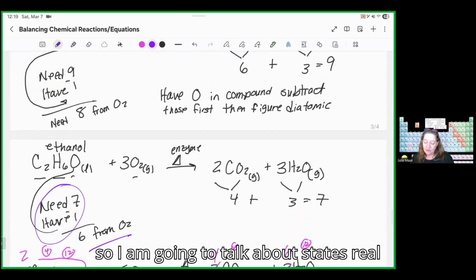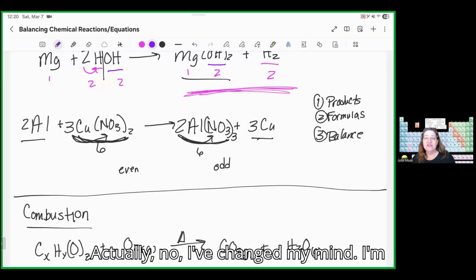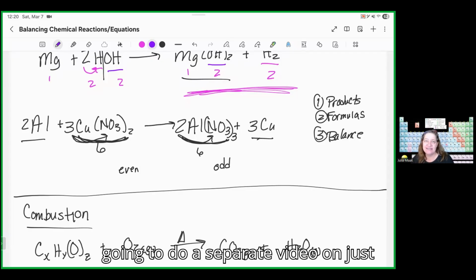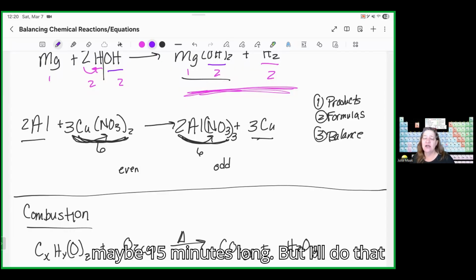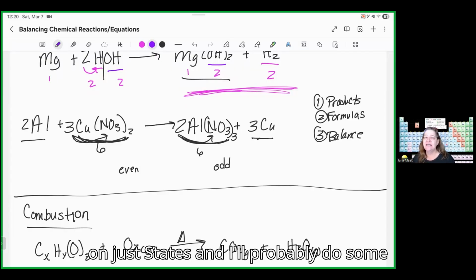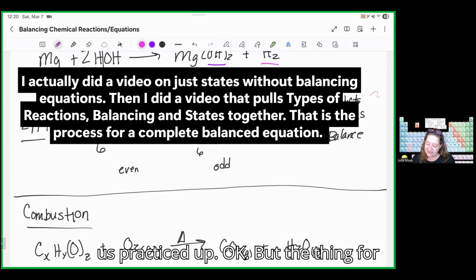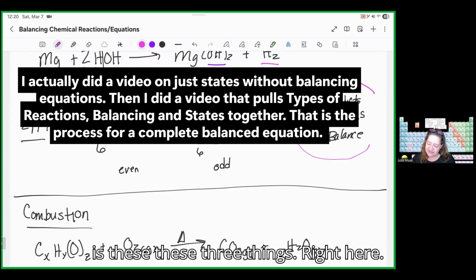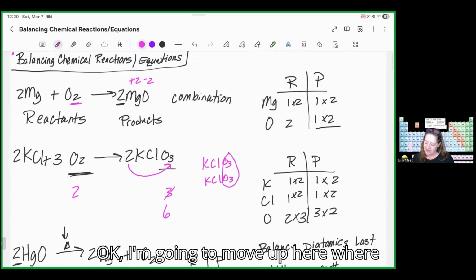Okay, so I am going to talk about states real quick. Let me pull up that other page. Actually, no, I've changed my mind. I'm going to do a separate video on just states, and it's going to be like 10, maybe 15 minutes long, but I'll do that on just states, and I'll probably do some balancing equations in there just to keep us practiced up. Okay, but the thing for balancing equations, balancing reactions, is these three things right here. Okay, I'm gonna move up here where I have the other info.